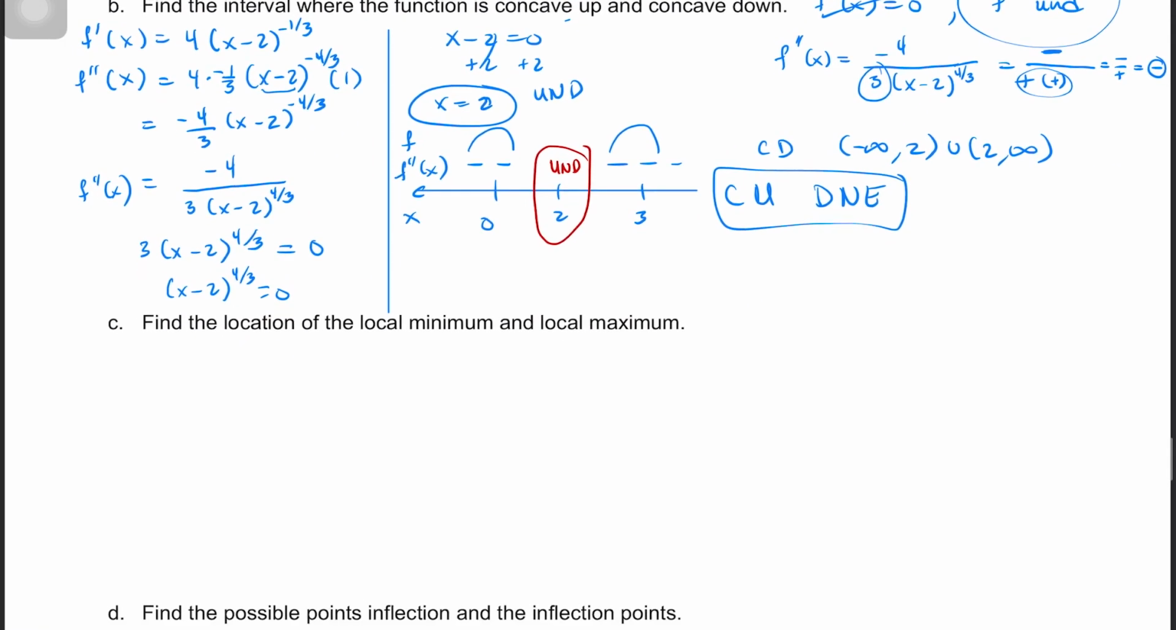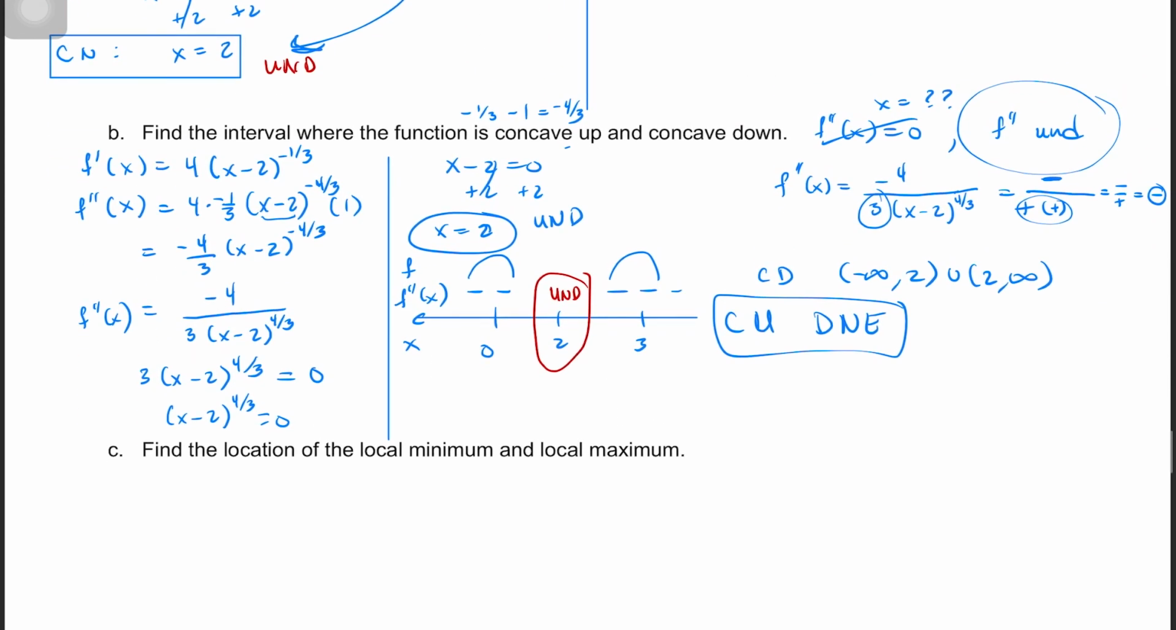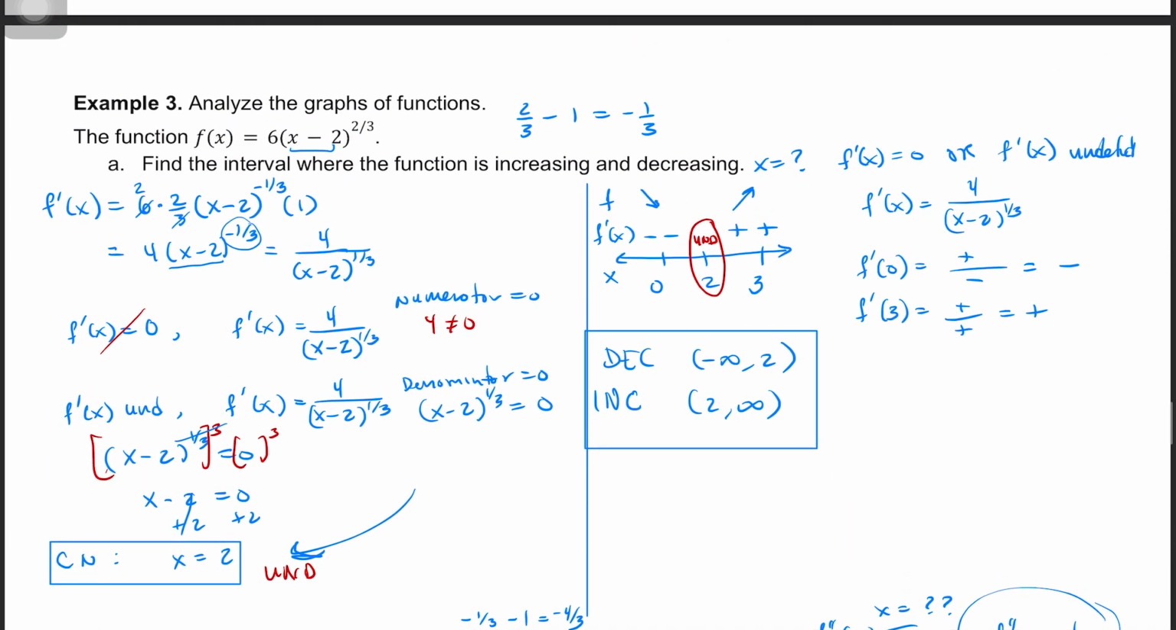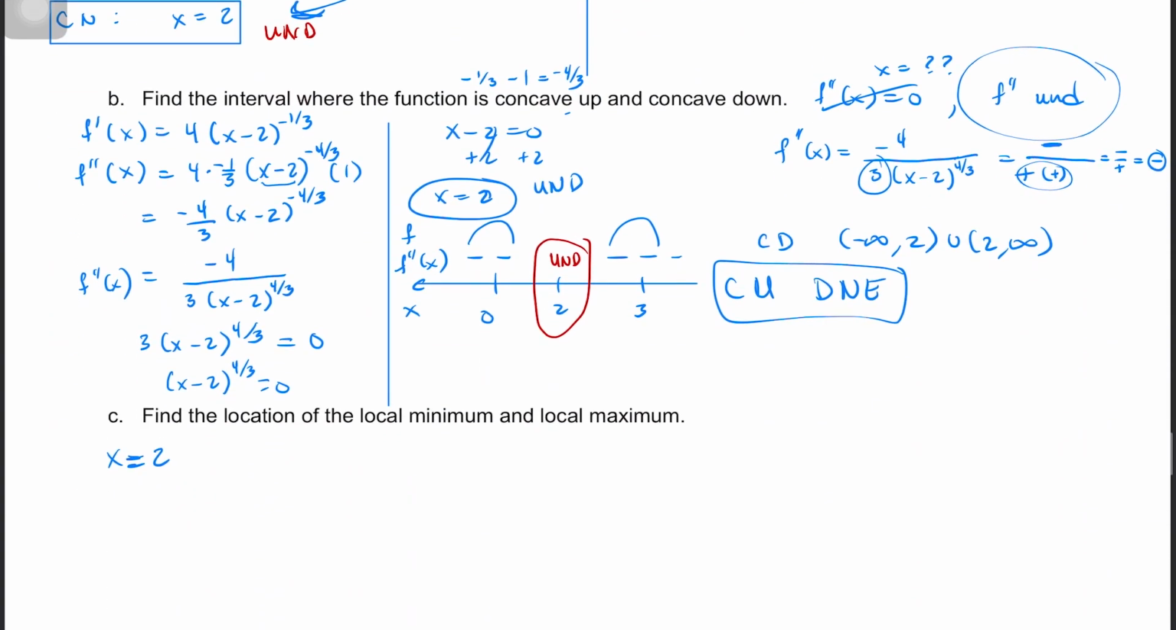So let's move on to the next part. Finding where the function is going to have a local max. Find the location of the local minimum or local maximum. So we already have the 2. There's only one critical number. Critical number is 2. We already know that that's actually a minimum, right? Because we can see it here. Minimum, right? So this is actually going to give us a local min, right? So we have a local min.